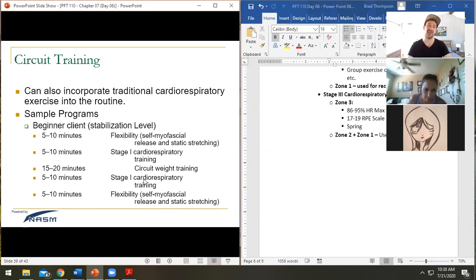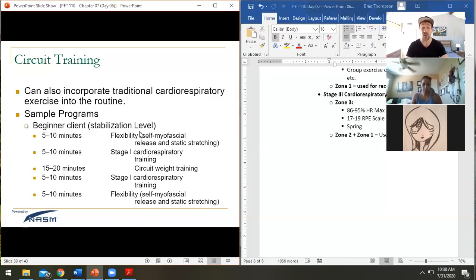So here's a really good example of how to use circuit training and pair it with a general cardio routine. This is a template that I have used. When I was beginning as a trainer and I saw this example in my textbook, I pretty much just copied this and did this with my clients and had a lot of success, when I was still very green and really didn't know what I was doing. And it's a great 60-minute session that you can do with your clients.